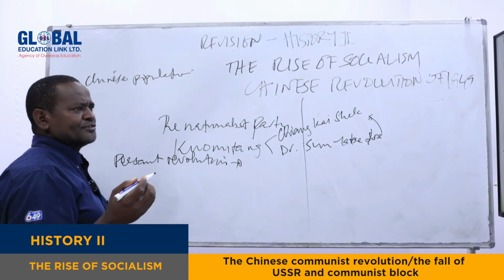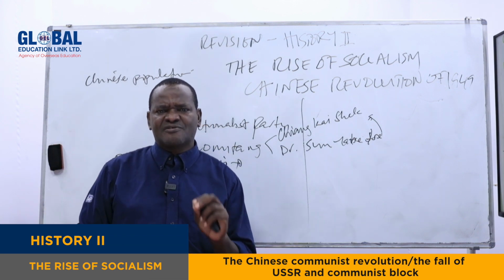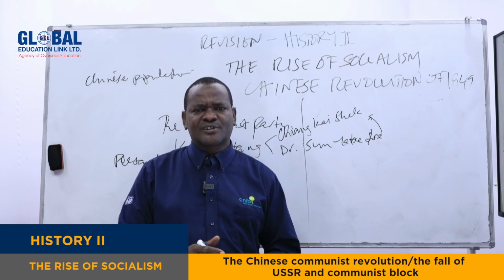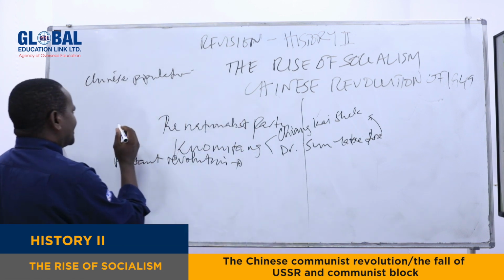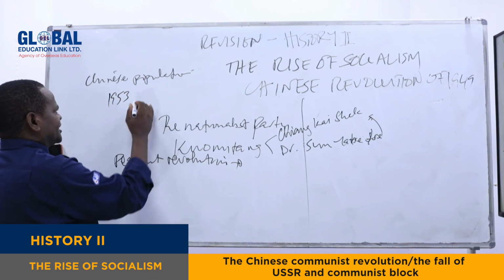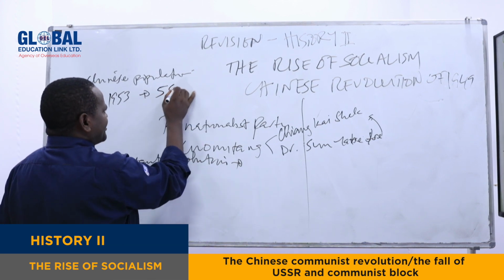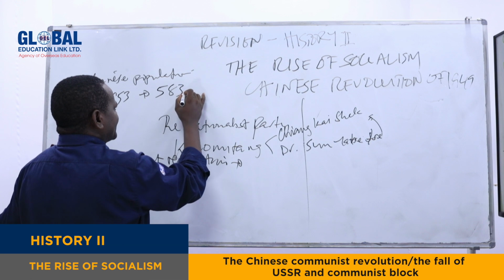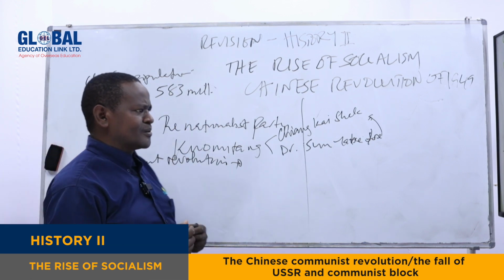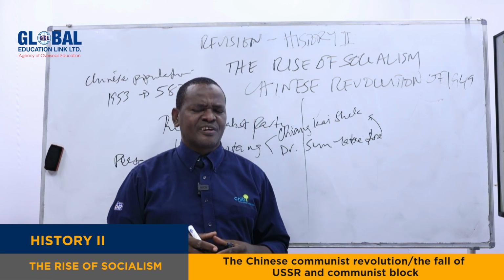The population of China was so large. As we can see today, it extends to 1.45 billion people. But during 1949, according to the census of 1953, that means some 4 years after the revolution, the Chinese were about 583 million people. So you can imagine, 583 million people. That's a very, very huge number of people. So the Chinese population was very high.